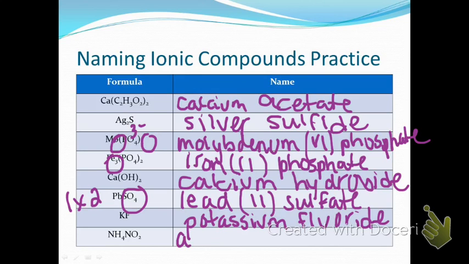Last one, NH4 is ammonium. Nothing special needed to be done for a polyatomic. And then NO2 is nitrite, and you are good.